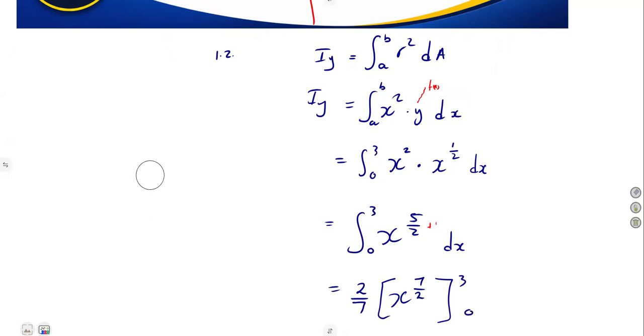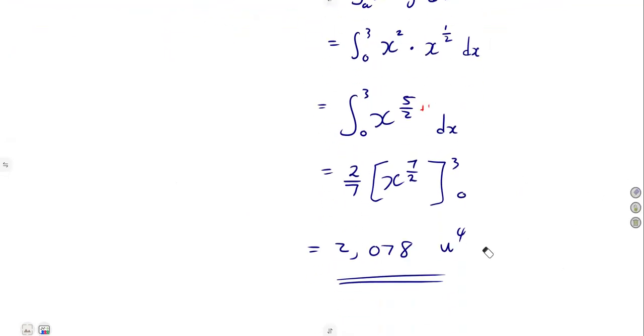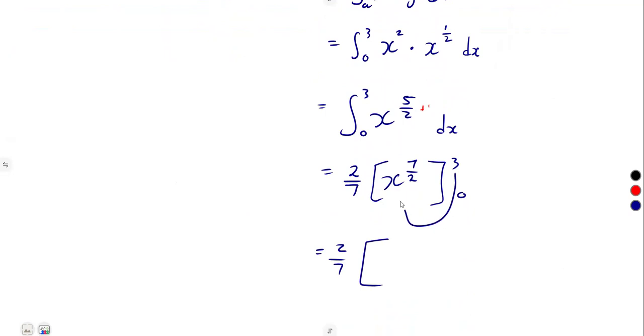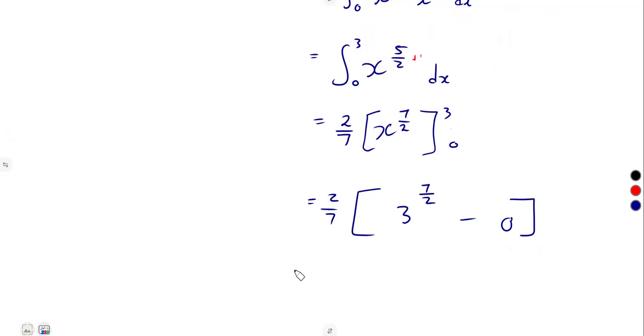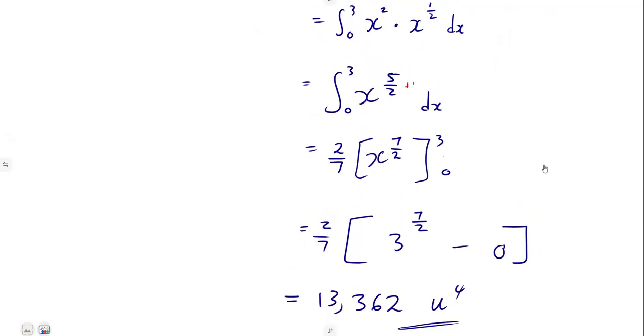So that is how you simply play around these typical questions as you are given here. If you are going to substitute the limits as we are having the x value being 3, so that's 3 to the exponent of 7 over 2 minus a 0. So that is what you're going to have at the end of the day. So let us simplify this. That was going to give us 13,362. All right, as we are dealing with the second moment of area, units to the power of 4. So that's how you play around with these calculations.